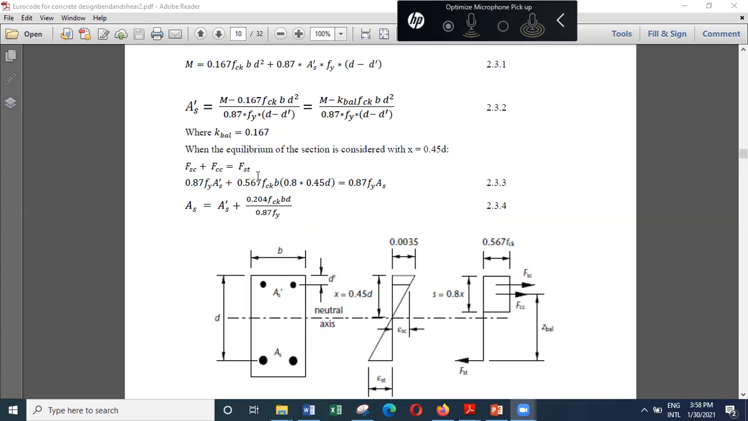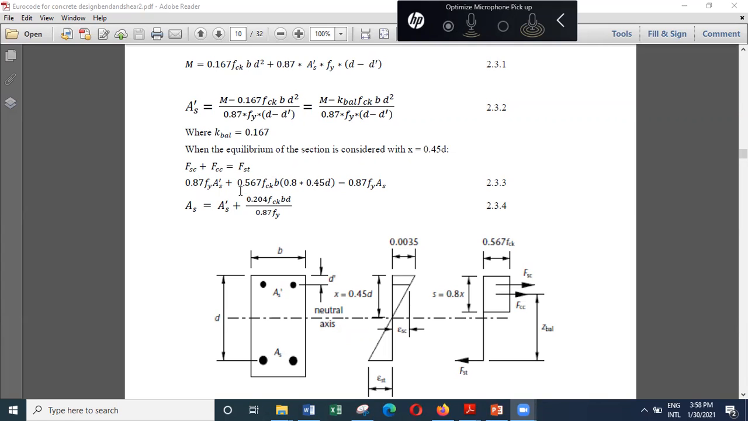X is equal to 0.45 times D. S is equal to 0.8 times X. So that is the depth of the stress block multiplied by the breadth of the section multiplied by the stress. Stress multiplied by area will give the force. So this is the force in concrete.